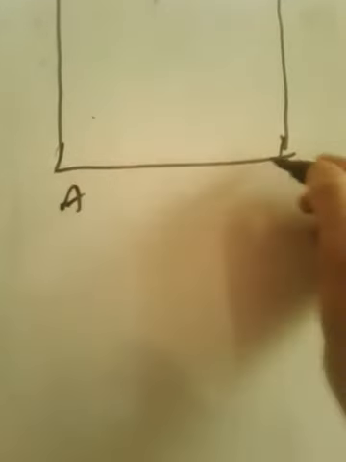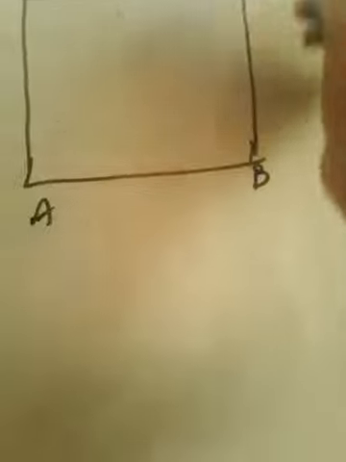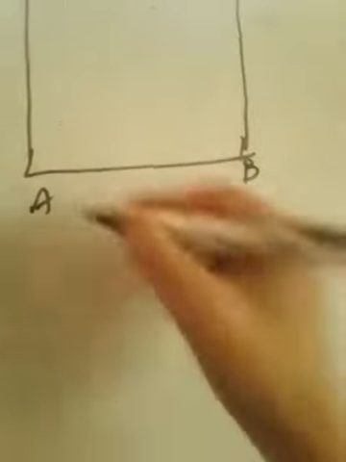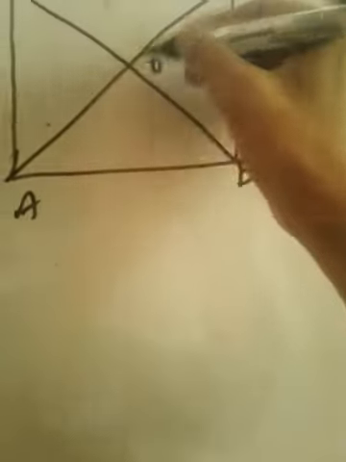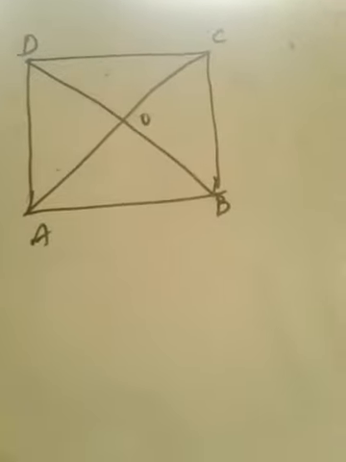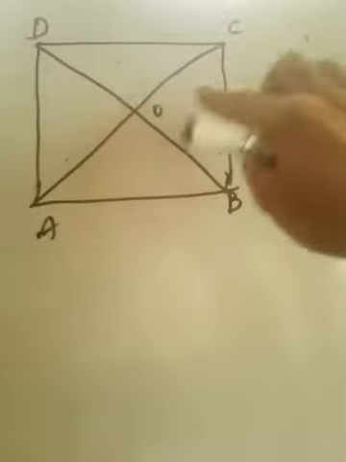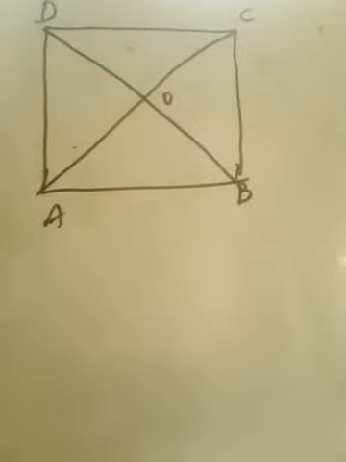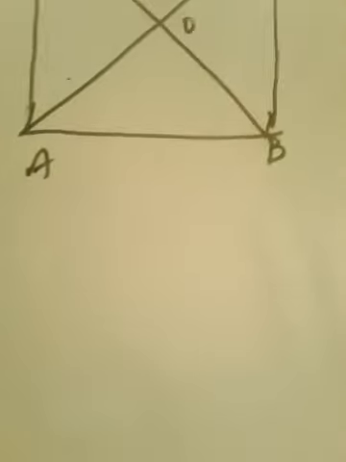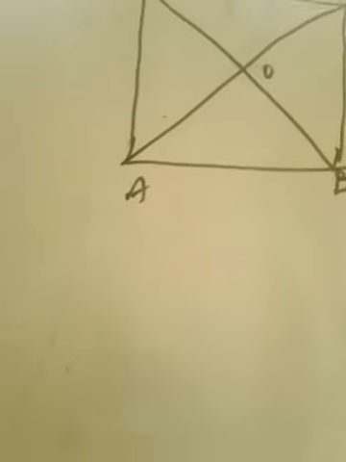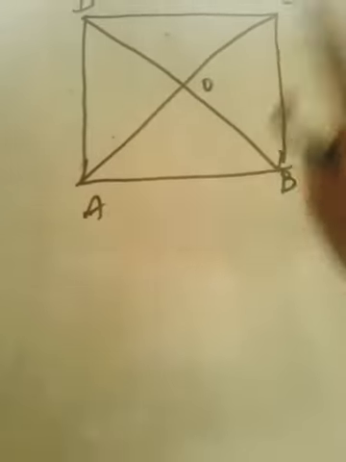Suppose this is a quadrilateral ABCD, and AC and DB are its diagonals, such that OB is equal to OD and OA is equal to OC. This is given. We have to prove that this is a parallelogram. So as usual, the concept of congruence is very important. With the help of that we can easily prove this.